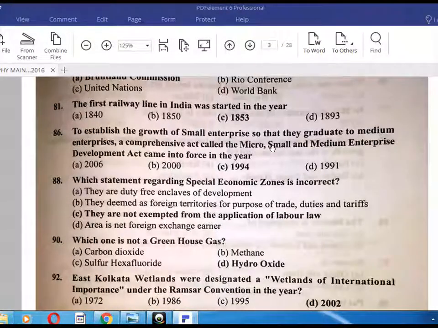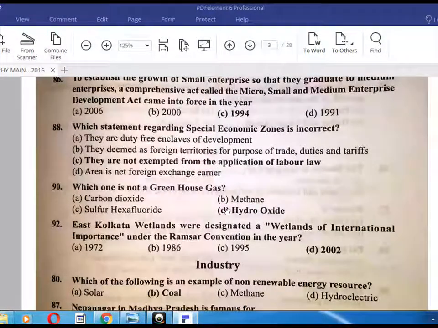came into force in the year 2006. Which statement regarding the special economic zones is incorrect? They are not exempted from the application of labor law. It is wrong. And others are correct. Okay, they are duty free. They are deemed to be foreign territories for purpose of trade, duties, and tariffs. Area is a net foreign exchange earner.